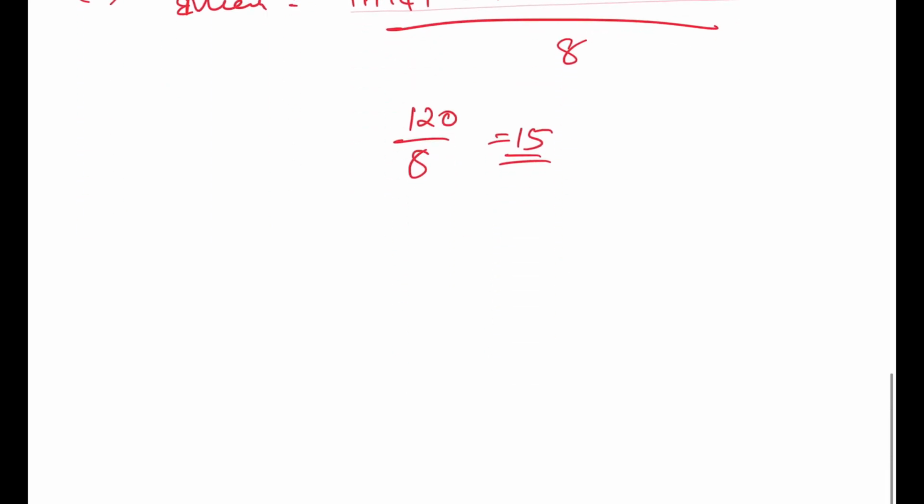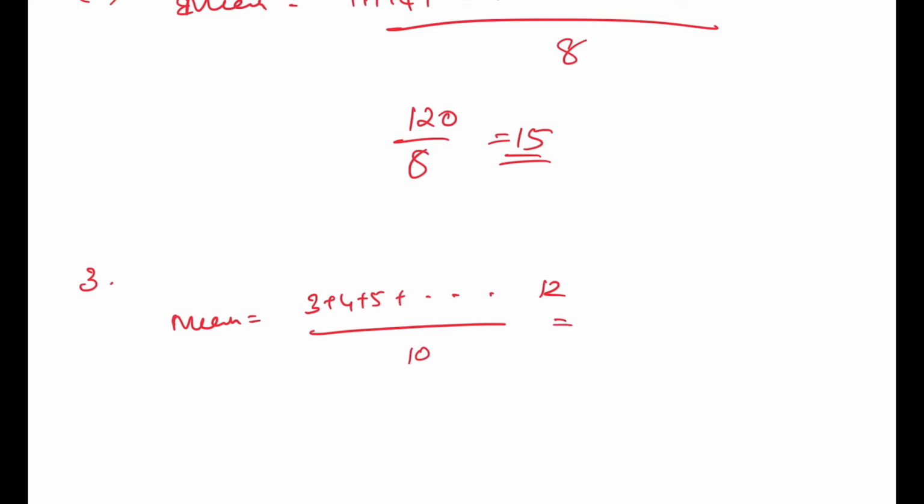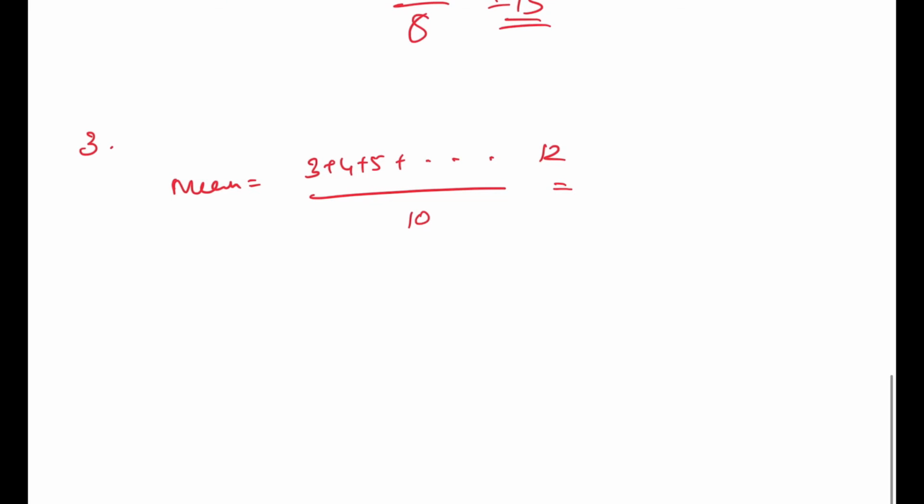Okay. Now let me do the third mean. Find the mean of natural numbers from 3 to 12. I don't have to do it. You know natural numbers. So 3 plus 4 plus 5 plus up to 12 you need to add and see how many numbers are there in that. So you will get 10, right? So when you do it, you will get the answer. Please complete it yourself, students.